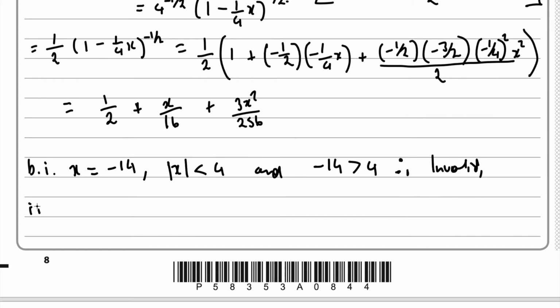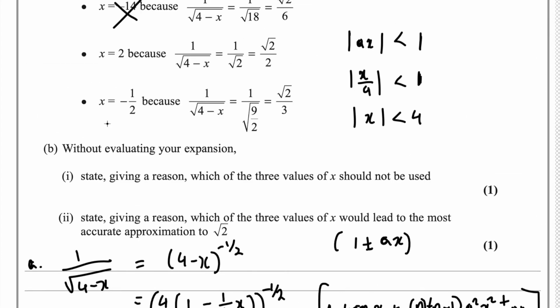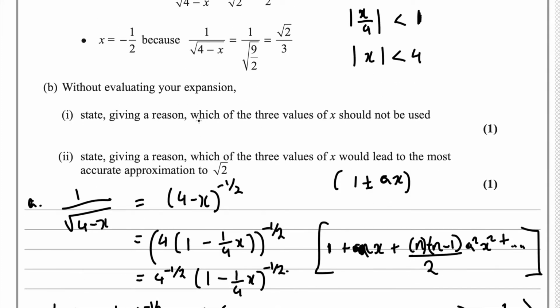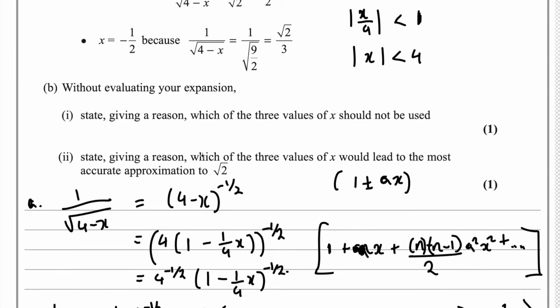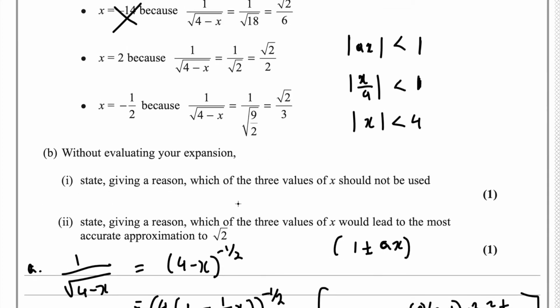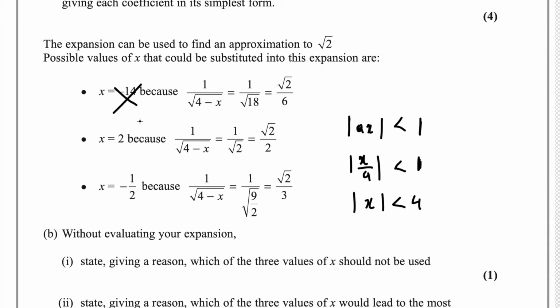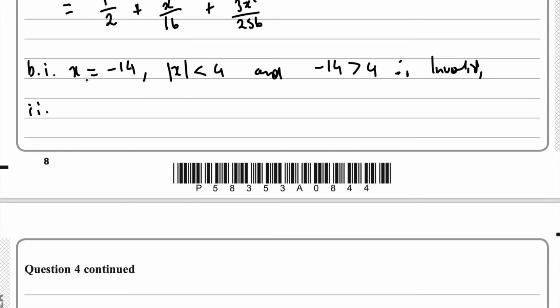For part B, i, what we're going to be doing here is giving a reason which of the 3 values of x will lead to the most accurate approximation to root 2. Now this is a very technical style of question. But what it really involves is this idea that a of x itself has to be as close as possible to 0 in order to get the most accurate approximation. Okay, and given our remaining values, we've got x equals 2, and x equals minus a half. Let's find which leads to the closest value.